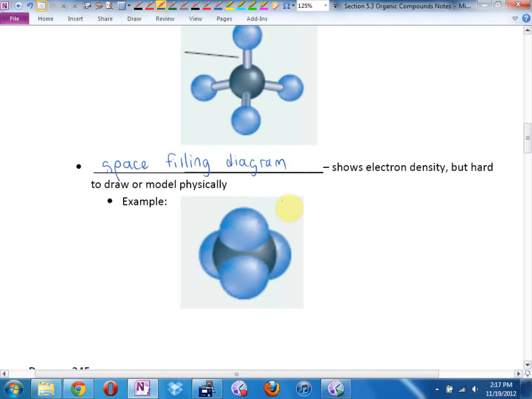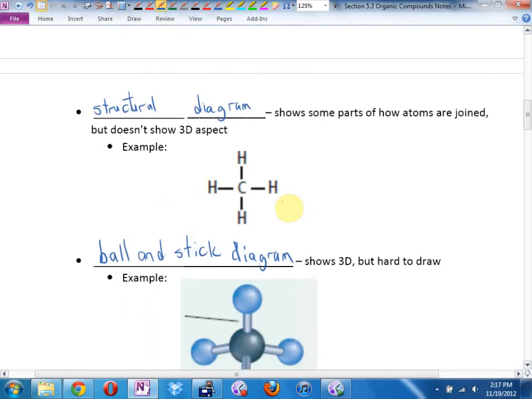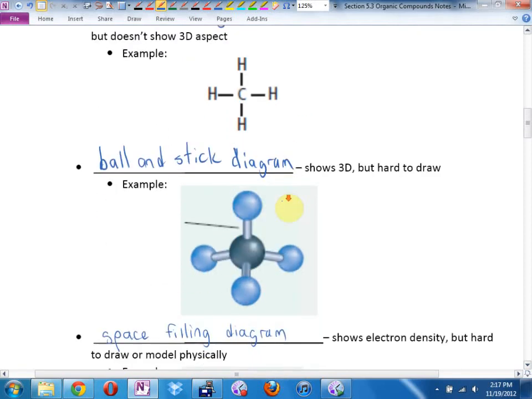Isn't it structural to Lewis? Pardon me? Isn't it structural to Lewis? A structural is a modified Lewis diagram, yes.